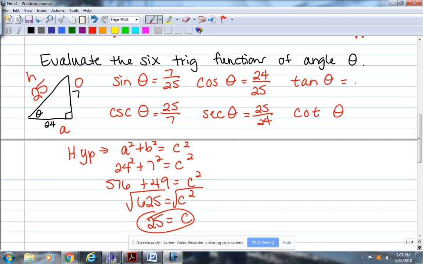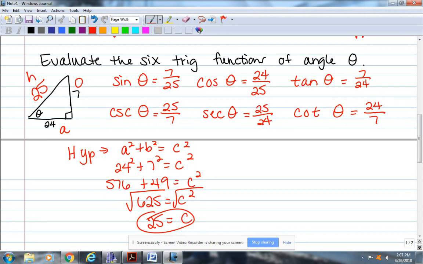Opposite over adjacent, so that's 7 over 24. So what's cotangent going to be? 24 over 7. Haha, 24/7. Isn't that funny? So that's how you do it. If you have to find the 6 trigonometric functions, that's how you do it. Any questions? If you have to find the hypotenuse, do a squared plus b squared equals c squared.